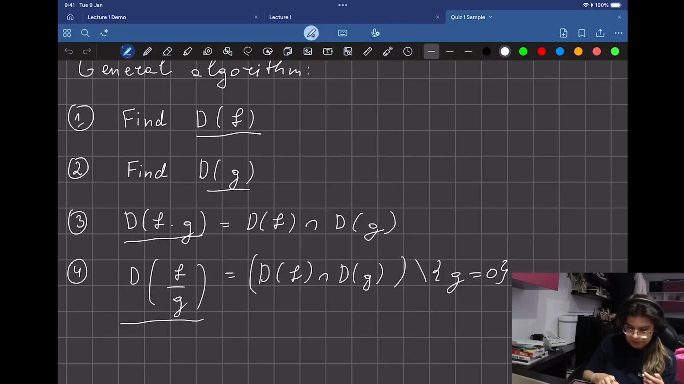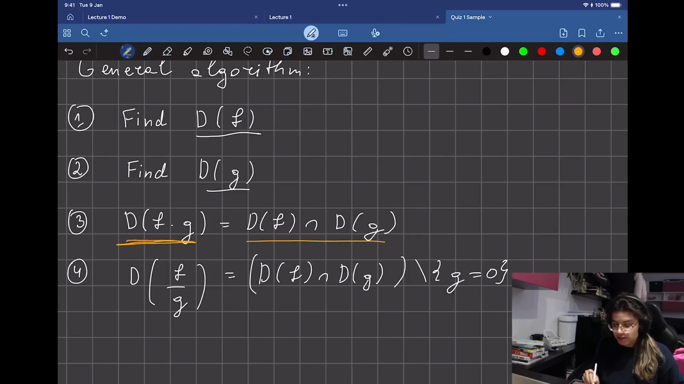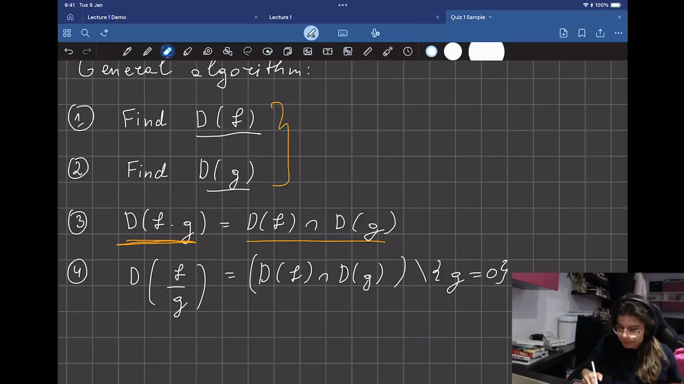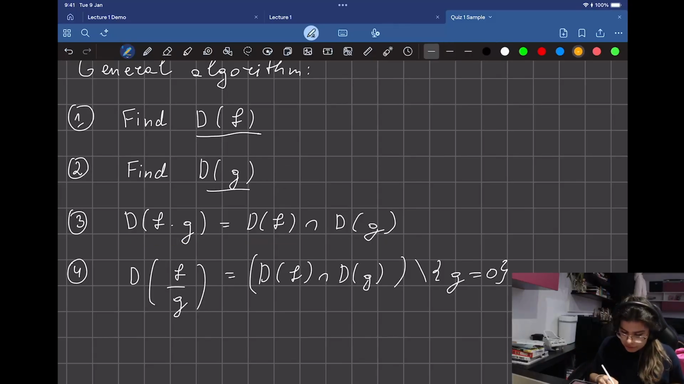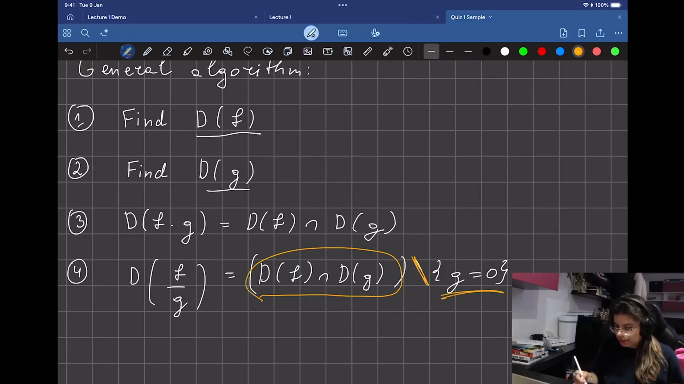And then once you have the separate domains, it's actually pretty easy to find the domain of their product or their quotient. So here are the two formulas that you need to remember. If they're asking for the domain of the product of the functions, that is just the intersection of the two domains that you already found. Of course, I'm going to give an example soon. And then if you're required to find the domain of the quotient of the functions, then it's almost the same thing. The first part is the same, but from that intersection, you need to exclude the point or points for which g equals 0.